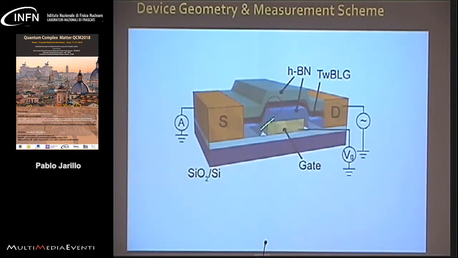Okay? So in the end, you have a device which looks like this. You have this twisted bilayer graphene. It's doubly encapsulated in hexagonal boron nitride, and we have a local gate. We can also have a top gate, and we have source and drain contacts, and we can perform standard transport experiments as a function of gate voltage, which controls the Fermi level.